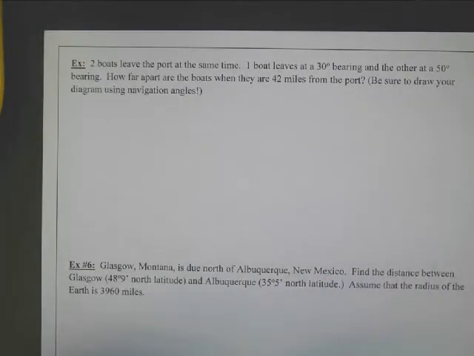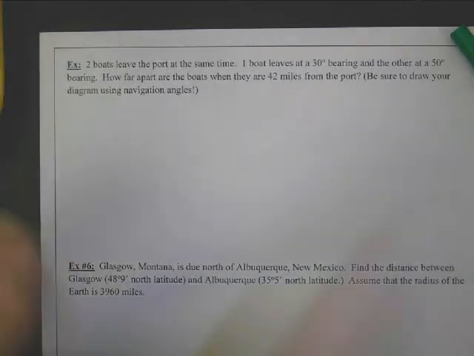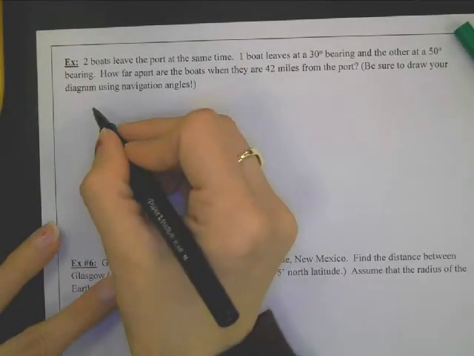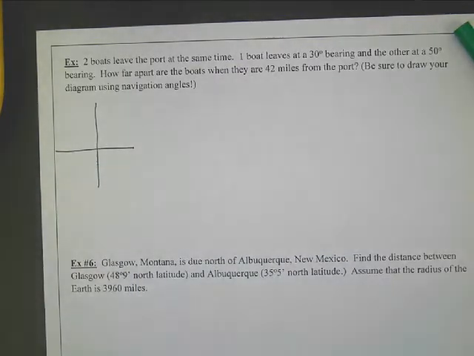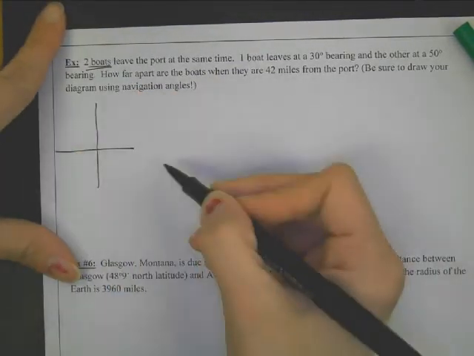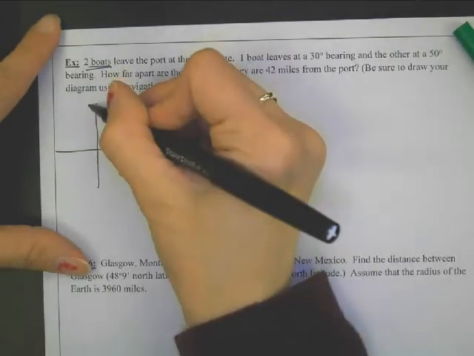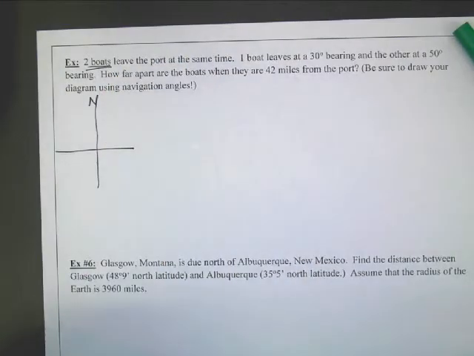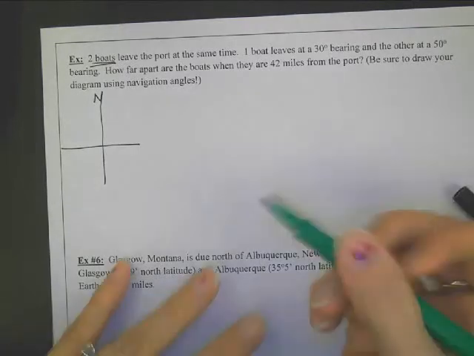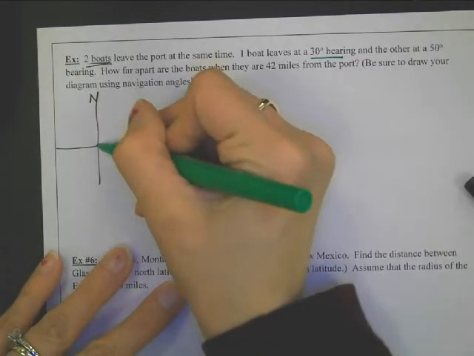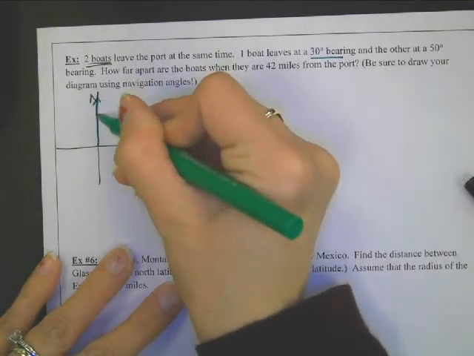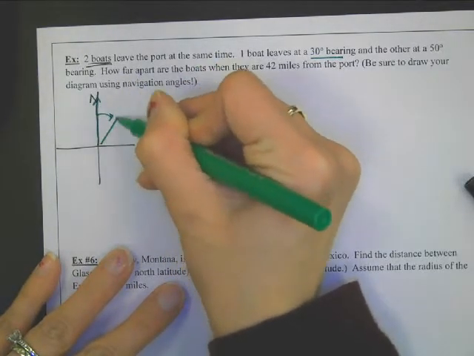We have 2 boats leaving the port at the same time. Okay, so let's just draw a little navigation. And remember how I said boats work with navigation? They don't care about the x-axis. They care about due north. Okay, one boat leaves at a 30-degree bearing. A 30-degree bearing, starting at due north, puts this boat about right here.